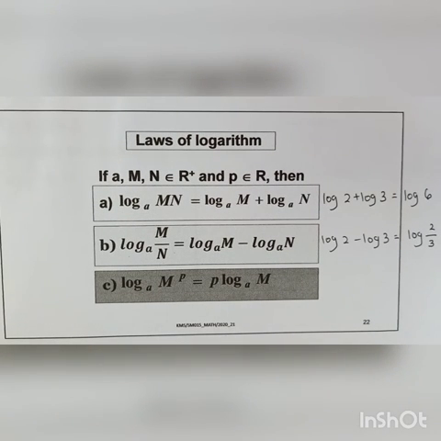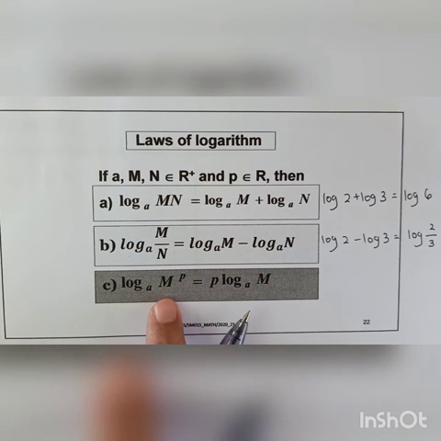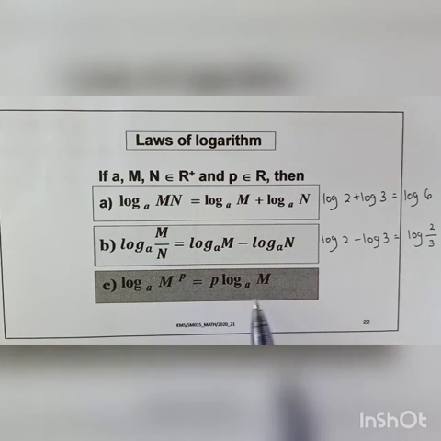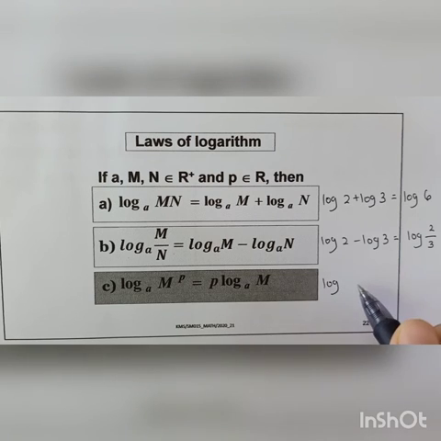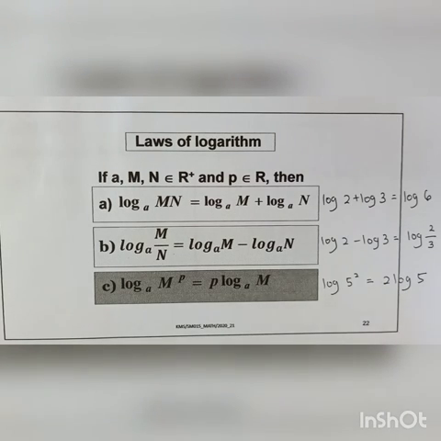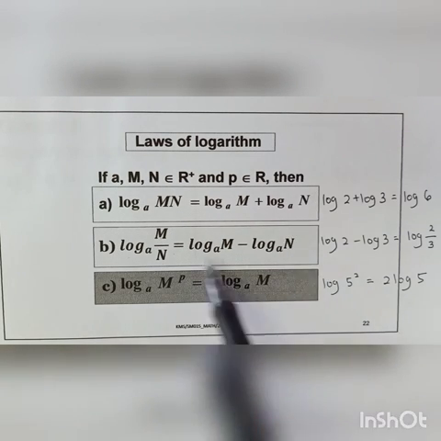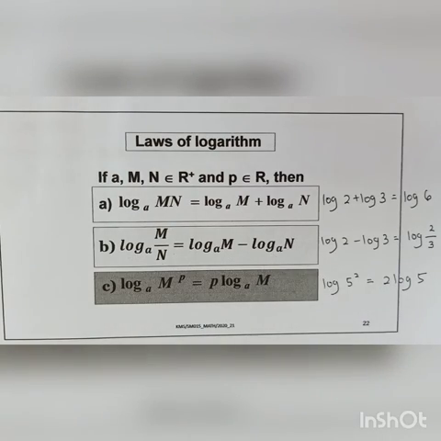Okay, for the third law, log of m to the power of p base a equals p log m base a. For example, log 5 squared base 2 equals 2 log 5. Okay, make sure the bases are the same before we apply this law.